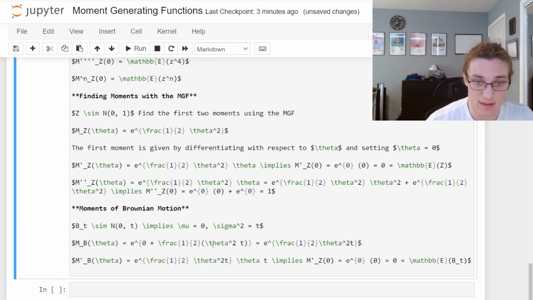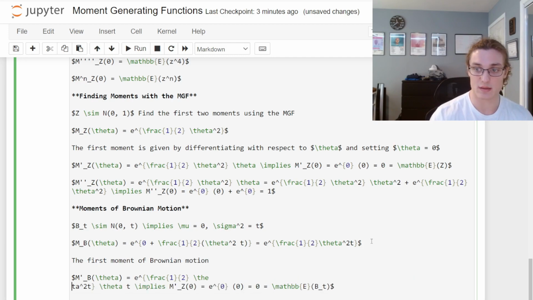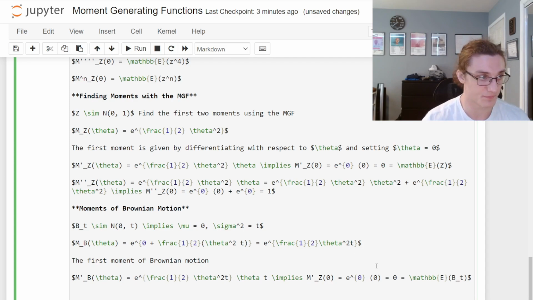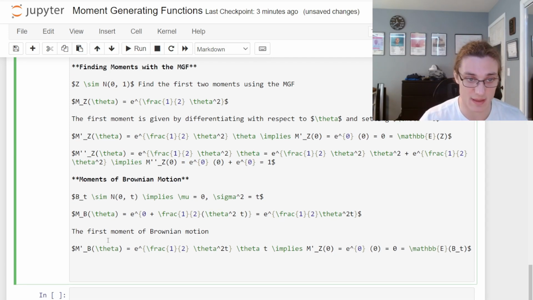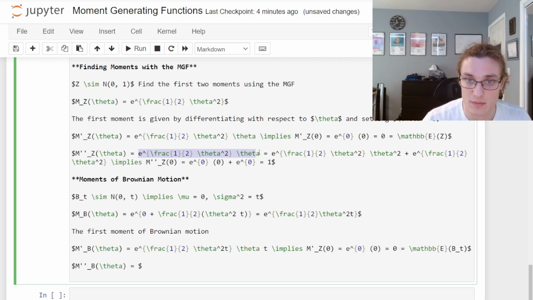All right, now let's find the second moment. So this is the first moment of Brownian motion. How about the second moment? Well, the second moment is going to be given by the exact same quantity. We're going to say M prime prime of B of theta is equal to, and I'm just going to steal this derivative here, because we have this product rule. So we have e to the theta squared. Take this whole guy here, copy, paste it in.